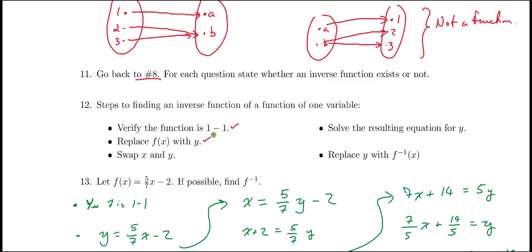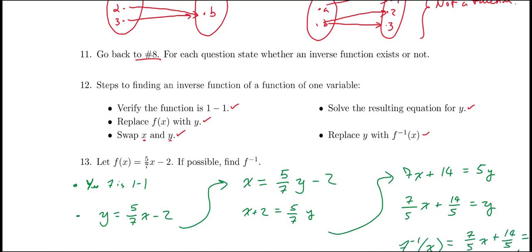You're going to swap out the f of x and replace it with y. That's just a notational issue. Then you're going to swap x and y. This has the effect, when you do the construction, of interchanging the domain and range like we saw in that picture just a moment ago. Then you solve the resulting equation for y, and then you replace it with f inverse. So let's go ahead and finish this out.